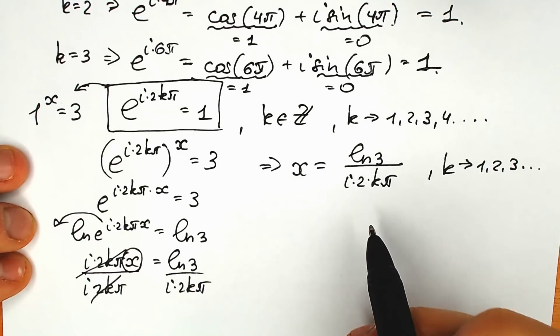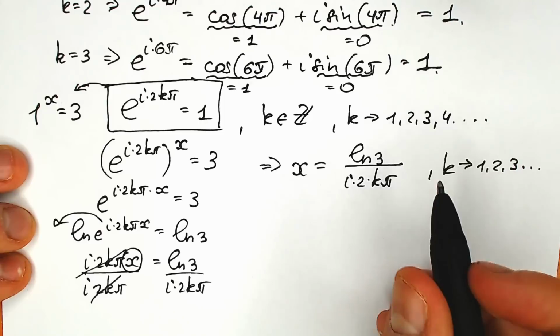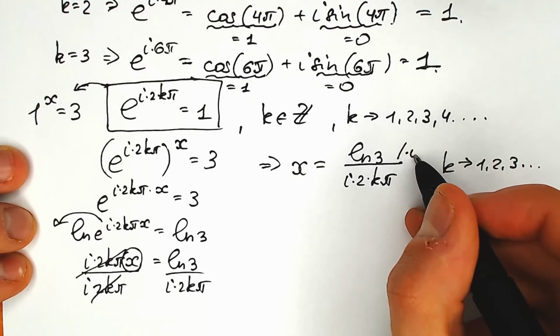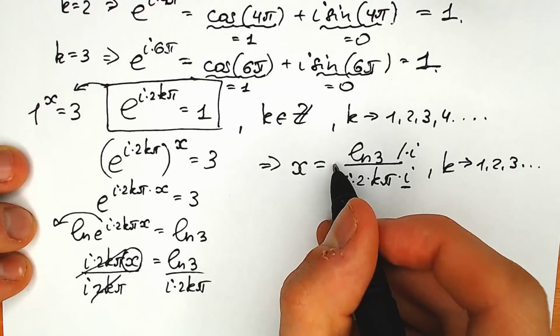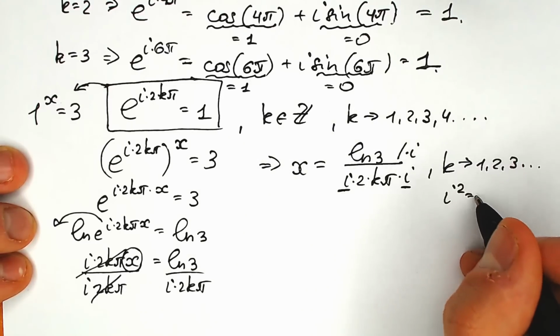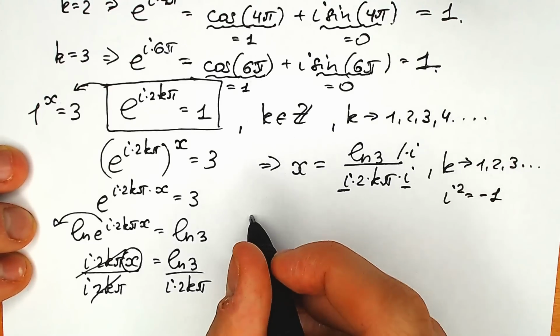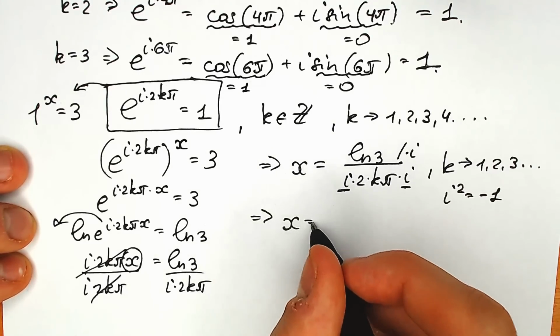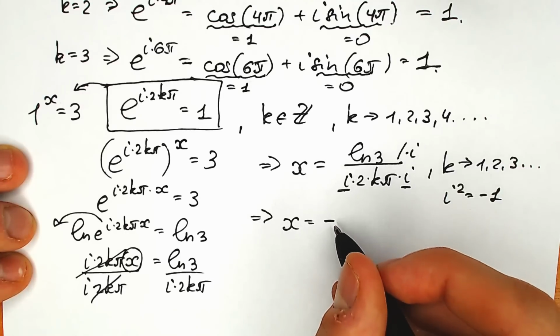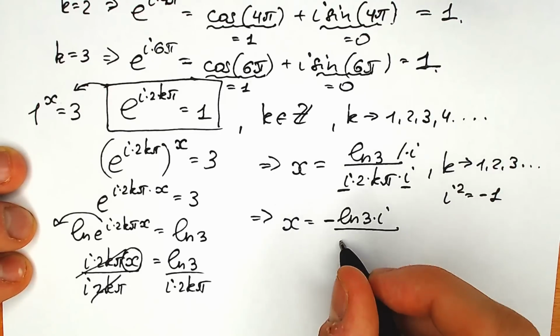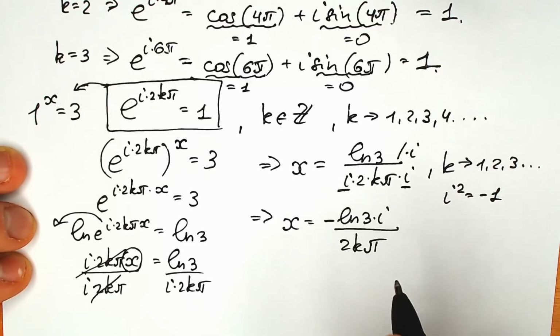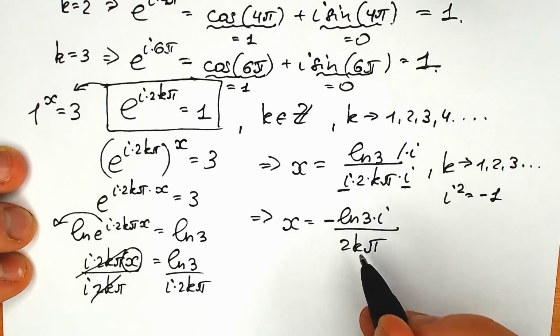This is our imaginary unit, but for better understanding, we can multiply the numerator and denominator by i. In our denominator we have i squared, so we have a minus, because i squared equals minus 1. As a result, we have the negative sign in the beginning. So x equals minus natural log 3 times i, divided by 2k pi. But k is not equal to 0, obviously.